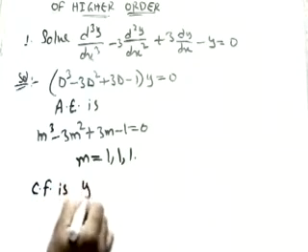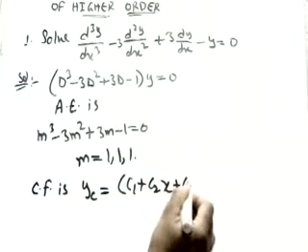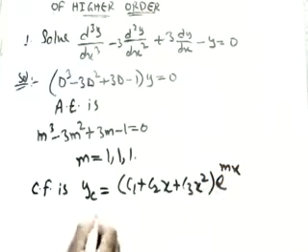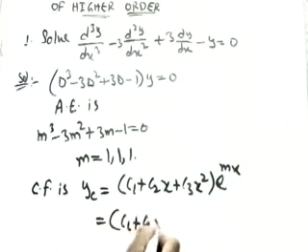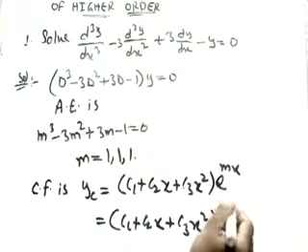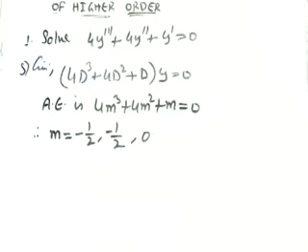So we wrote the formula: the complementary function is yc equals to (c1 plus c2x plus c3 x square) e power mx. Let me write the value: (c1 plus c2x plus c3 x square) e power x, since m is 1. So when the roots are repeated, we have to use this formula.